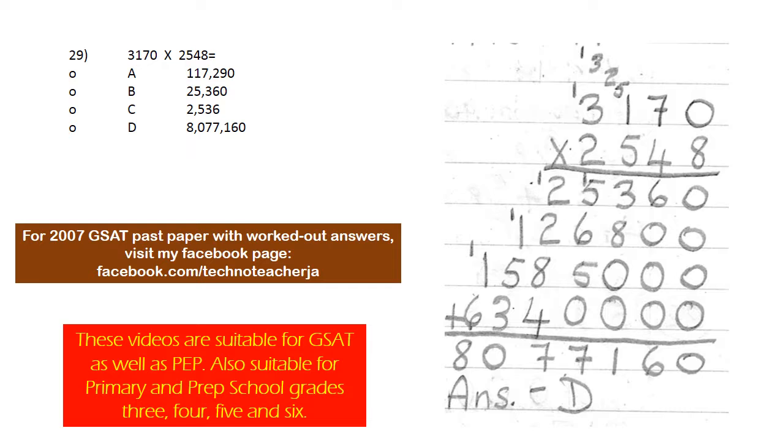Now let's work this out. 3,170 times 2,548. Line them up: ones on the ones, tens on the tens, hundreds on the hundreds, and thousands on the thousands. And then write your answer in that same order.